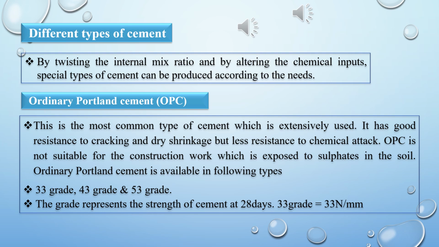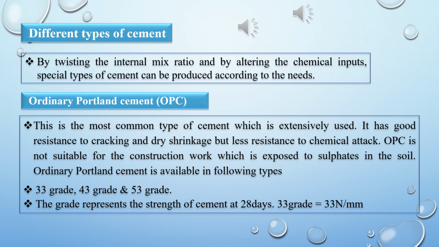So students, in the ordinary Portland cement, he said that this is the most extensively used type of cement. It is resistant to cracks and shrinkage when it is dried. But OPC, ordinary Portland cement, is not suitable for construction where there is an excess of sulfates in the soil.